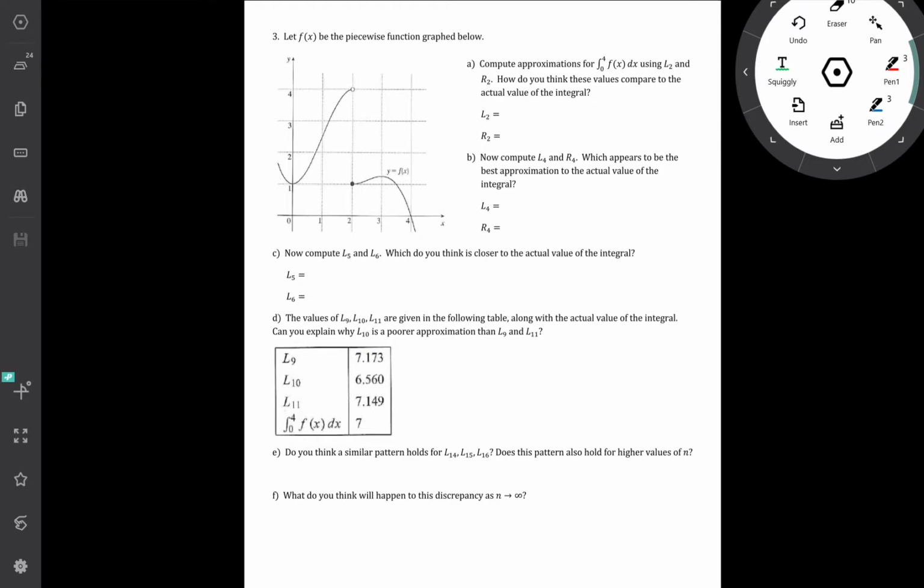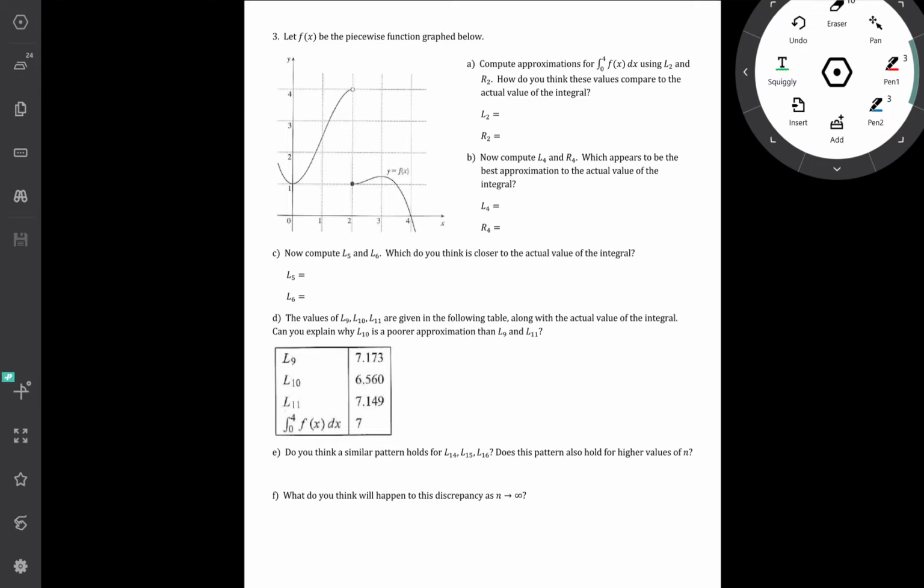Hi everyone. In this video we're just going to do a little bit of practice in using left and right hand sums to approximate the value of integrals. So this is basically exactly what we were doing in 1.3. We've just introduced the definite integral notation. So when I ask you to approximate the integral from 0 to 4, you need to know what that actually means in terms of areas. And this is a great one for you to pause and work ahead.